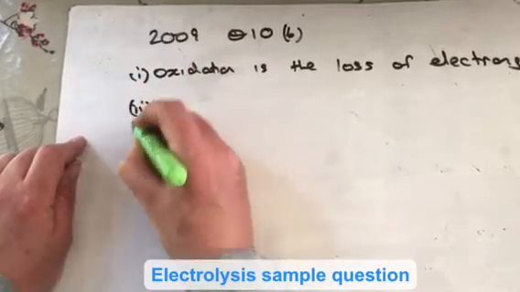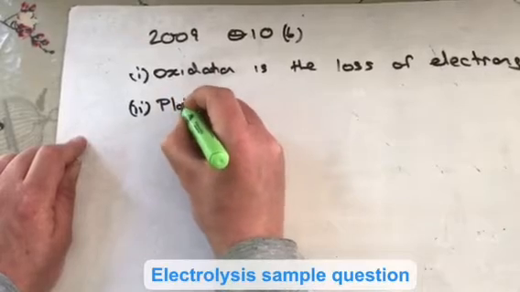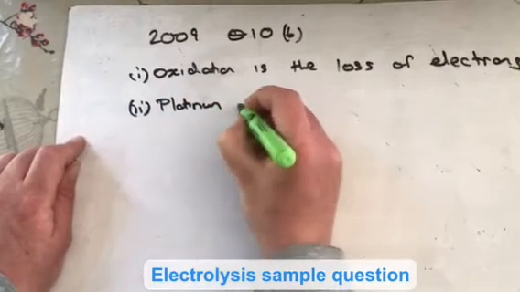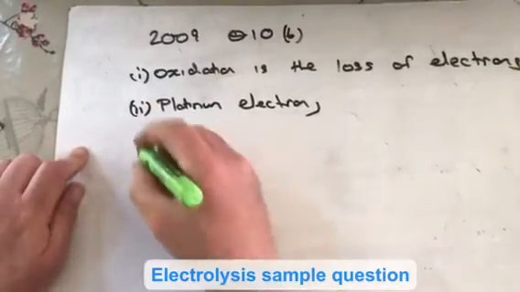Part two, they ask you what would be a suitable material for the electrodes. It says they're inert electrodes, girls, so platinum electrodes, because they're inert. They are not partaking in the reaction itself.